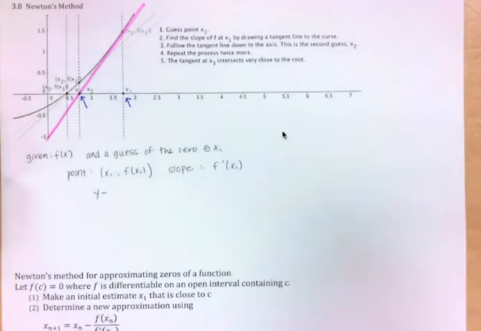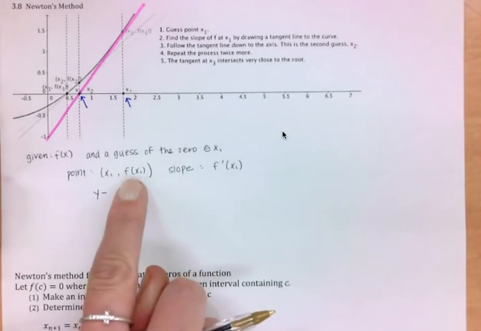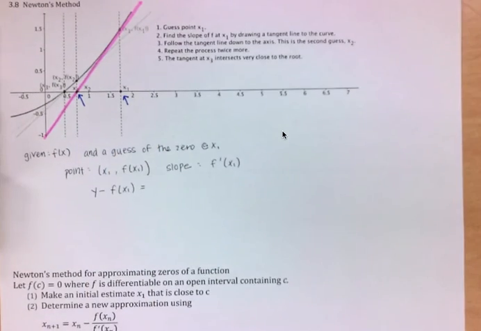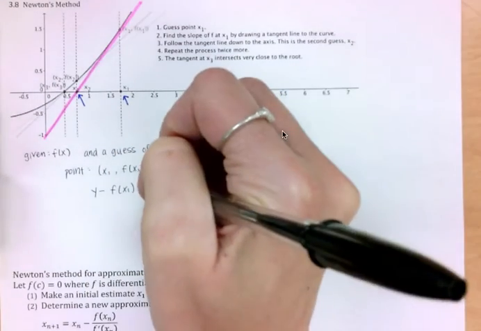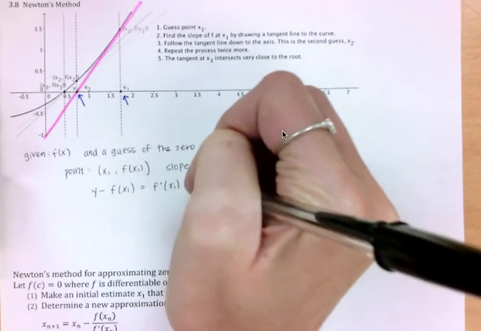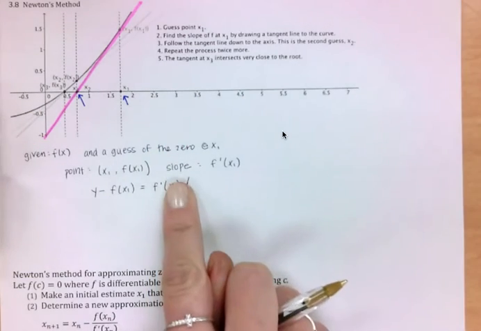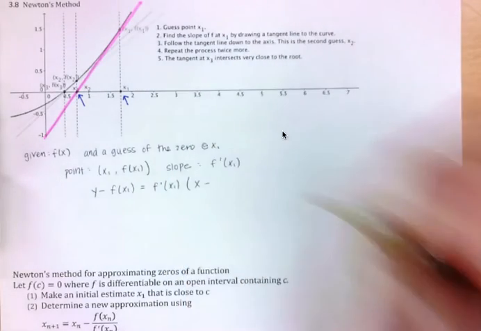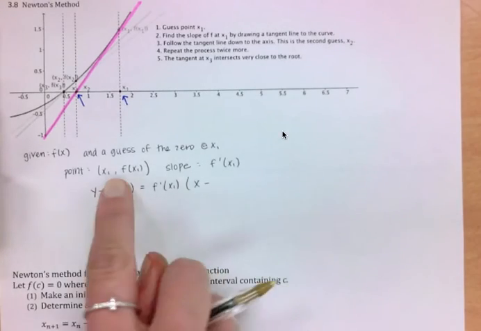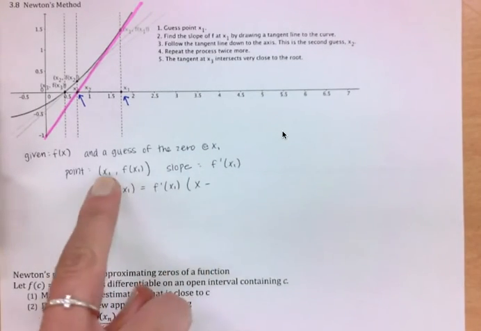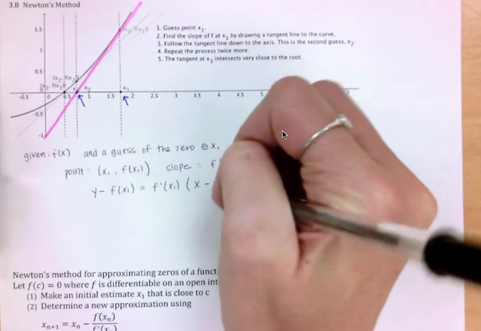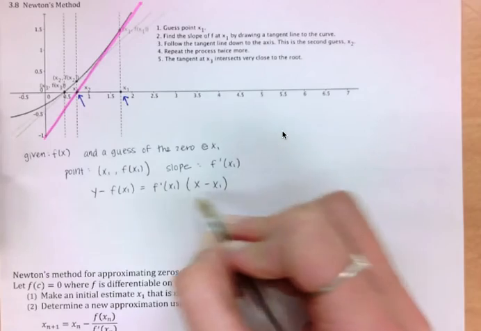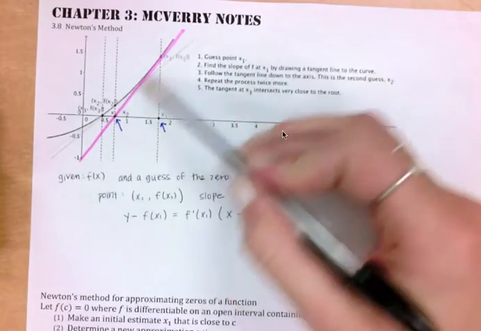So your y minus your y value, so y minus f of x1 equals your slope, which is f prime of x1, times x minus your x value. That one's our point, so x minus x1. Okay, so now that is our line. That would be the equation of this pink highlighted line.